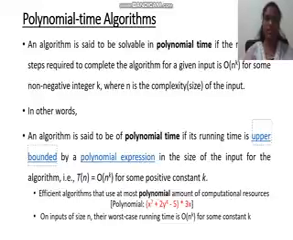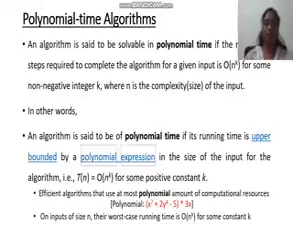An algorithm is said to be solvable in polynomial time if the number of steps required to complete the algorithm for a given input is big O of n power k for some non-negative integer k, where n is the complexity of the input. So what is given here is the running time of an algorithm. That is the main thing that we are computing in an algorithm.